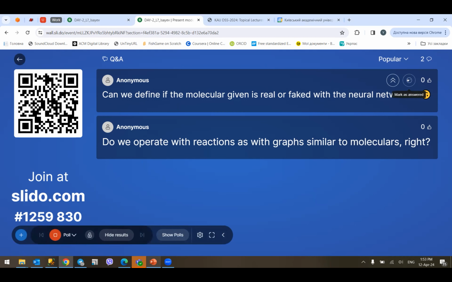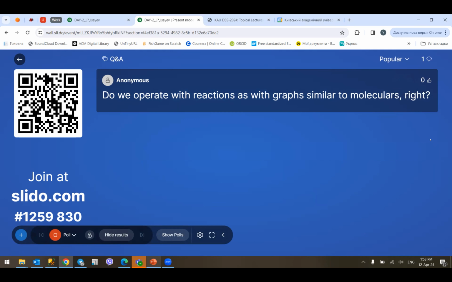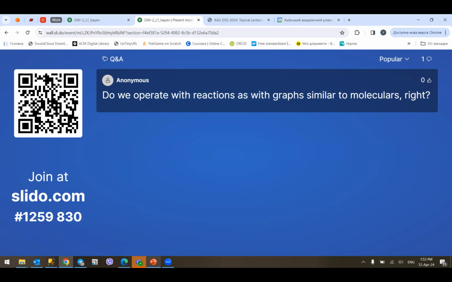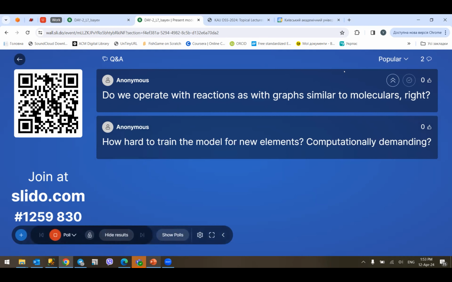Okay, probably it's answered. And the last one: do we operate with reactions as with graphs, similar to molecules? Could you elaborate, please? I don't know if the person can unmute. It's about the last slides of your lecture, maybe, where you have shown some reactions. Yeah, I'm not sure I understand exactly this question. Okay, let's go to the second question, maybe we can return to this later.